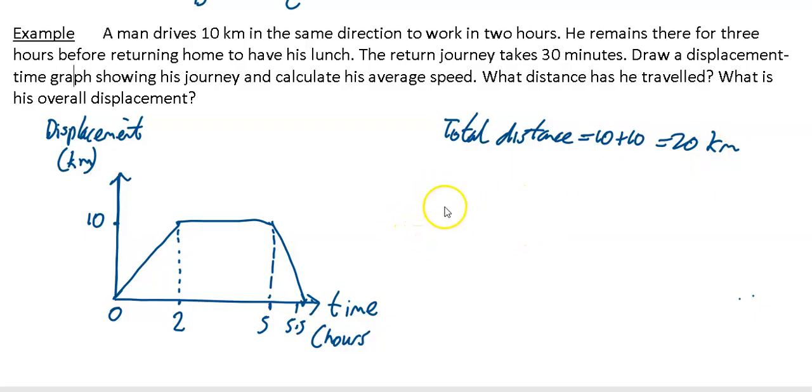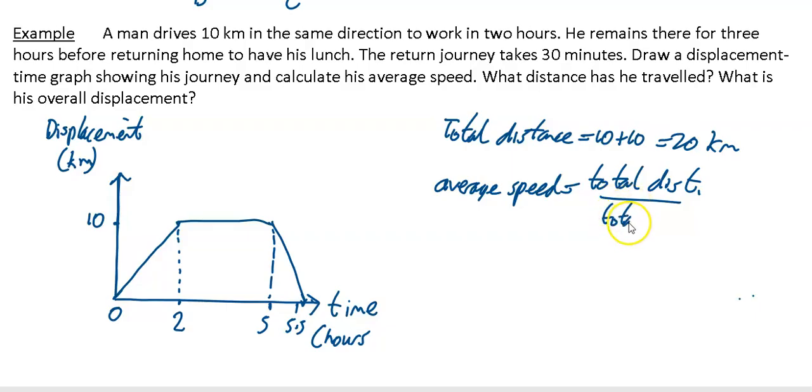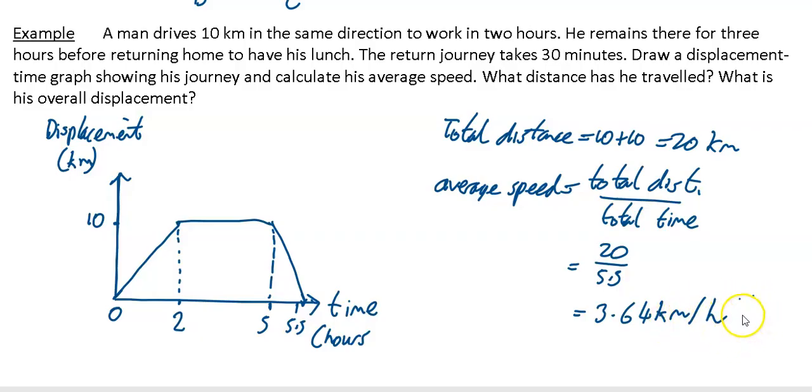Next part says calculate his average speed. So average speed is equal to total distance divided by total time. Okay, so it seems a wee bit unfair because he's just sitting in his office for a while, so he's not actually traveling. But his total distance we've just worked out is 20. His total time is 5.5. So if you do 20 divided by 5.5, what you're going to get is 3.64 kilometers per hour. Remember, our distance was in kilometers, and our time was in hours, and that's going to be to 2 decimal places.